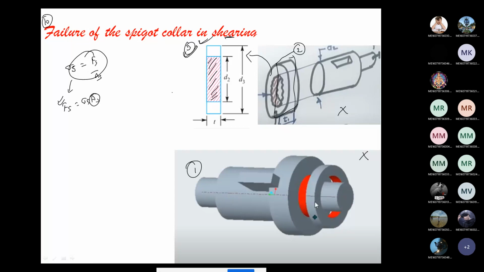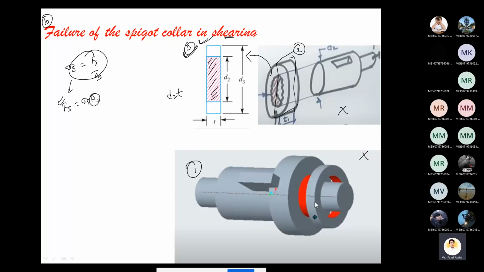Okay, what is the area? D2 into T1, sorry, this is T1, not T. D2 into T1. T1 is the thickness of the spigot collar, right? This is the area. Now I am writing here Fs equals sigma s into D2 into T1, right? This equation is called the shear resistance for the spigot collar. With this equation, I am going to calculate T1, that is, T1 is determined in mm.